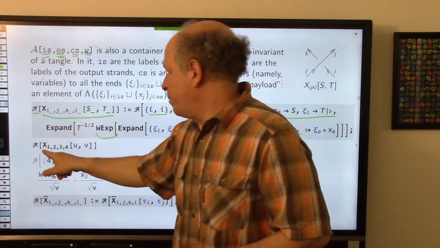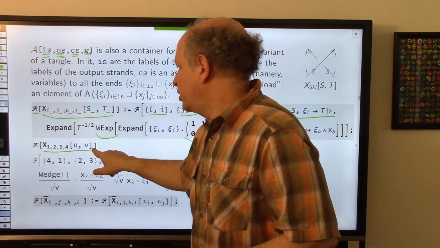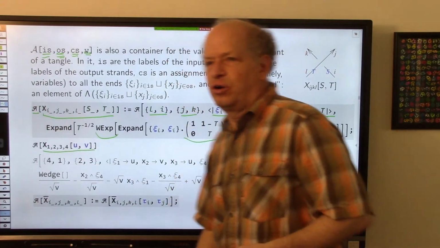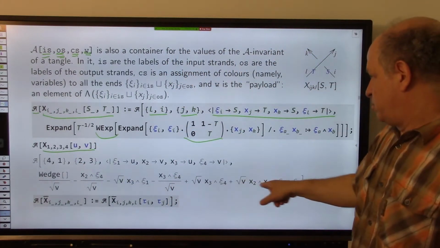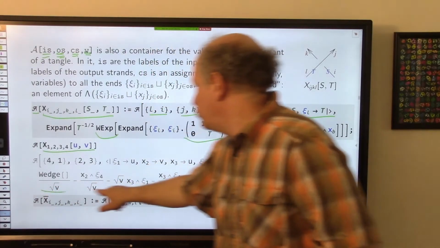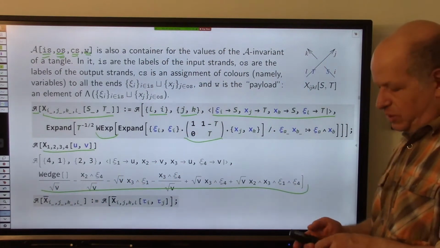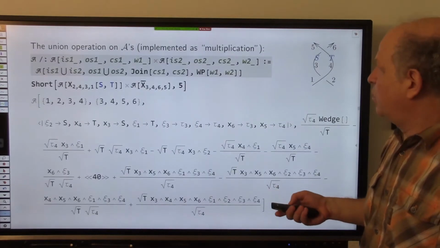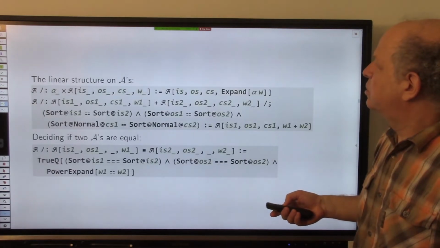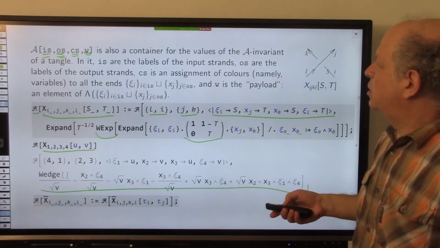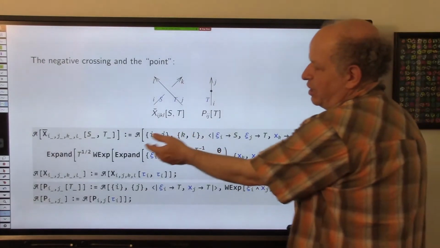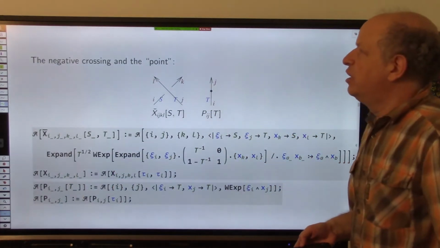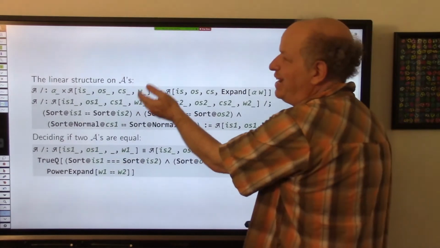So, for example, the A invariant of the crossing 1, 2, 3, 4 with a lower strand color U and upper strand color V is, well, the expression written here. Okay, next. So, whoa, what happened? Yeah, okay. So similarly, I need to define the undercrossing and the point. The definitions are written here. Then I need to define a linear structure.